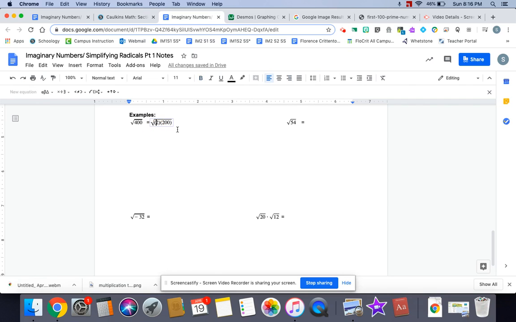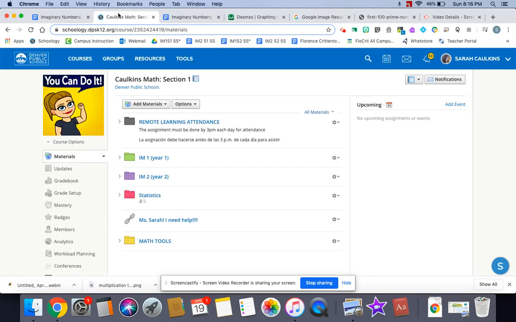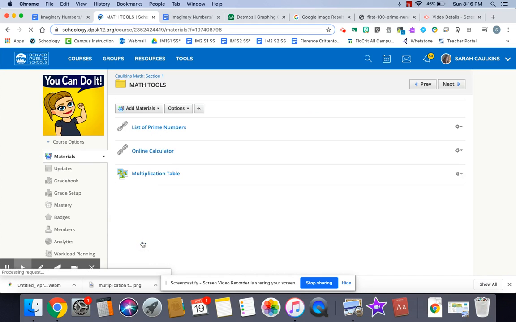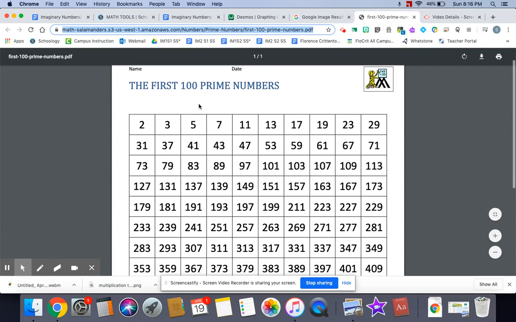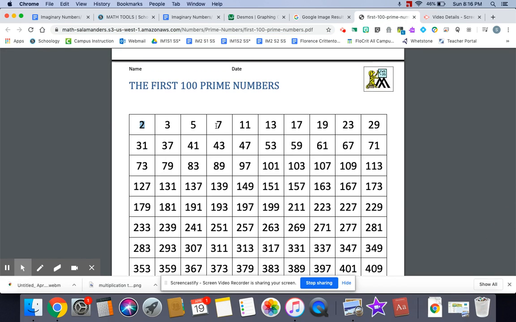However, 2 is a prime number, and what prime means is that it can't split any further. It's the smallest it can be. And if you go to Calkins Math Section 1, at the bottom, there's a thing called Math Tools. Here's the calculator I'm using, and here's a list of prime numbers, which is this chart right here. And 2 is one of the prime numbers. You can't divide it into anything besides 1 and 2.